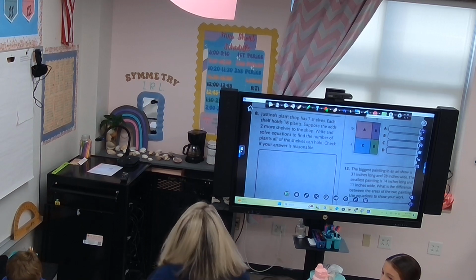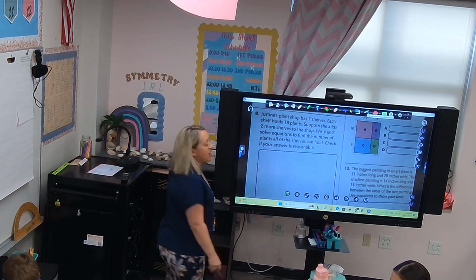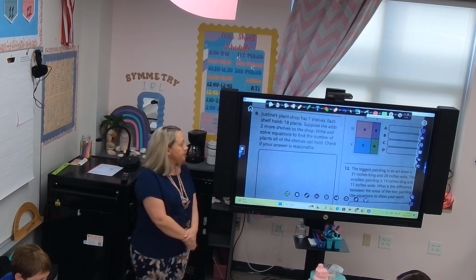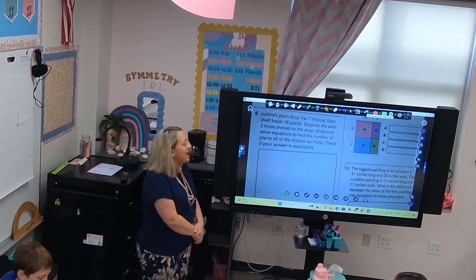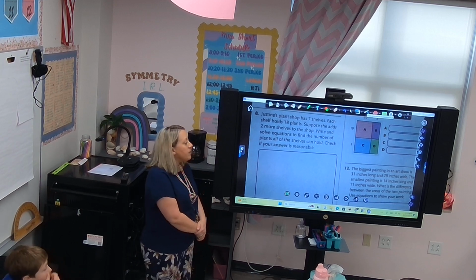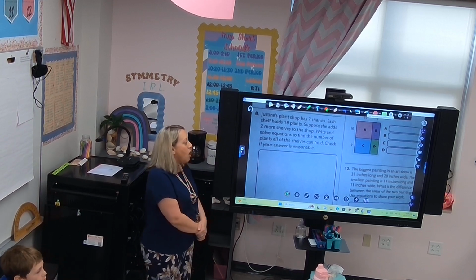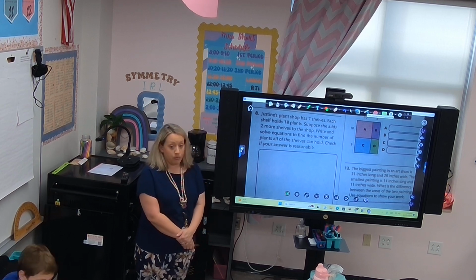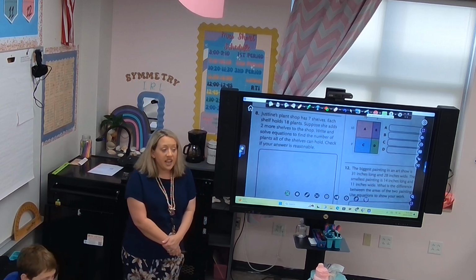All right. Justine's plant shop has 7 shelves. Each shelf holds 18 plants. Suppose she adds 2 more shelves to the shop. Write and solve equations to find the number of plants all of the shelves can hold. Check if your answer is reasonable. So there are 2 different things that we have to do here.